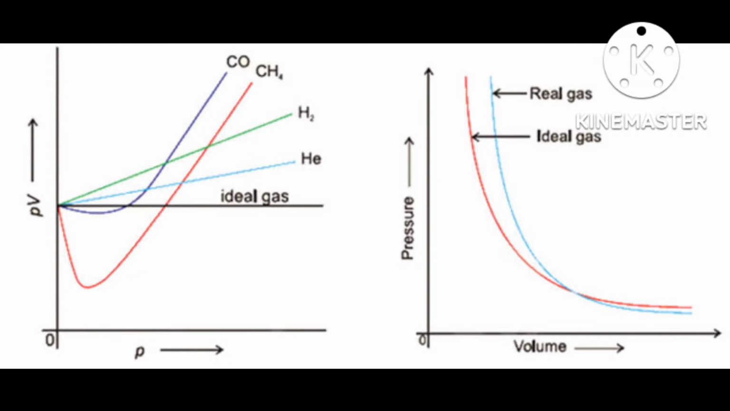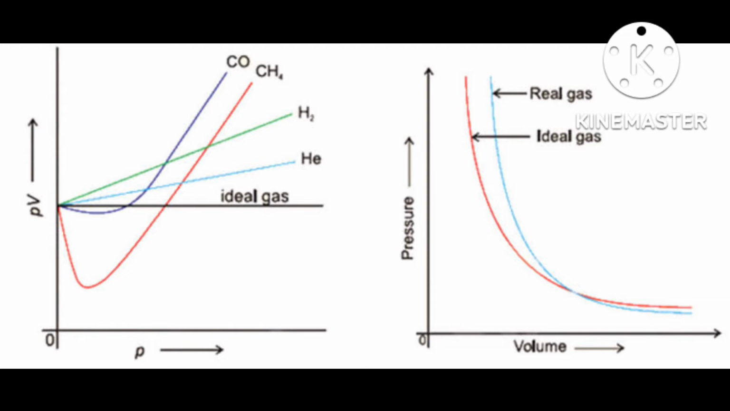For ideal gas, you know that PV at constant temperature should be constant. PV value should be constant at constant temperature. Because its value is constant, it is a straight line parallel to the x-axis. But for real gases, examples are carbon monoxide, methane, hydrogen, helium. These are the real gases.